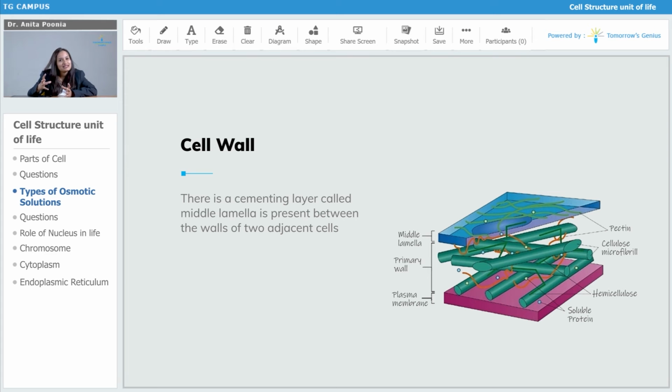Now there is a cementing layer that's called the middle lamella, as you can see in the picture. Can you see in the picture? In the picture, what all things can you see? You could see the middle lamella, the primary cell wall, the plasma membrane, right? So in this picture there is a cementing layer. As you focus on the middle lamella, this cementing layer is present between the walls of the two adjacent cells. Okay.